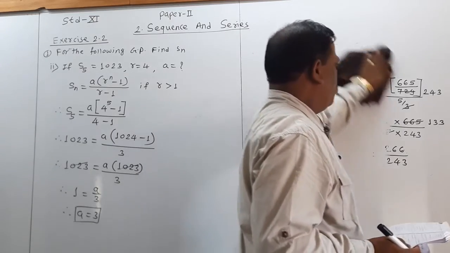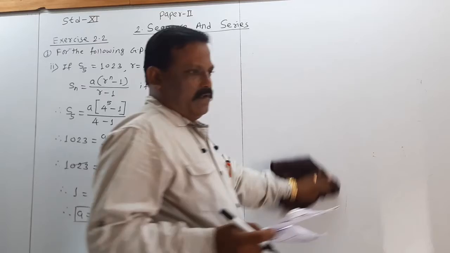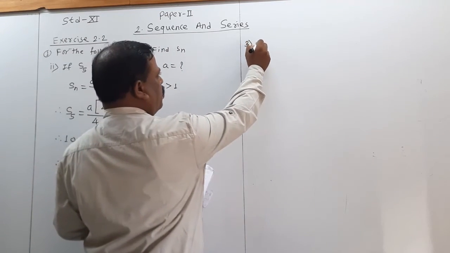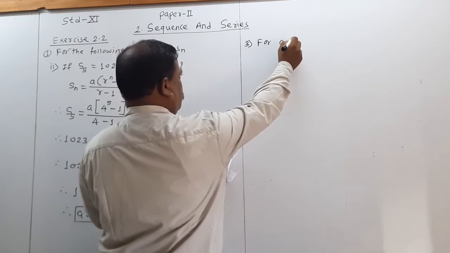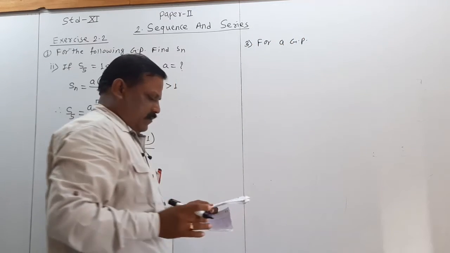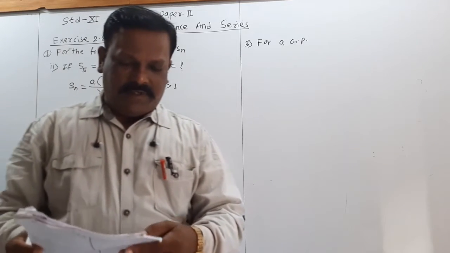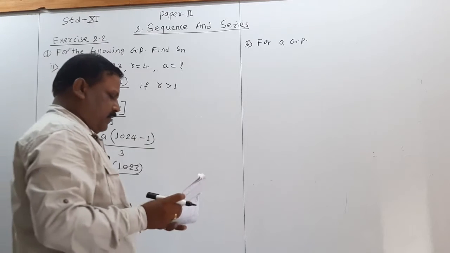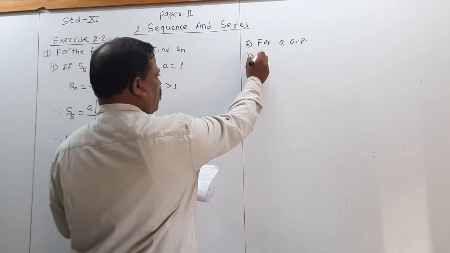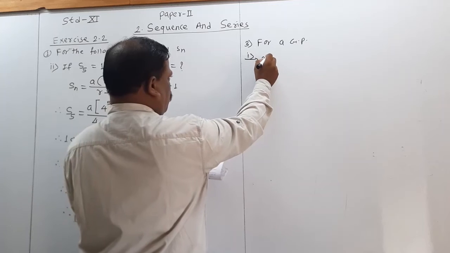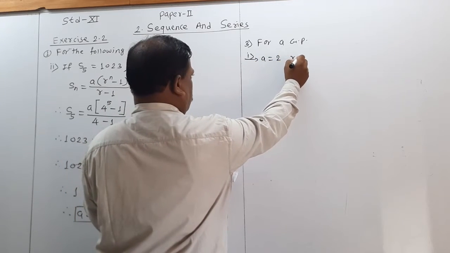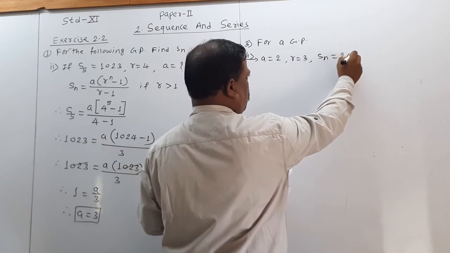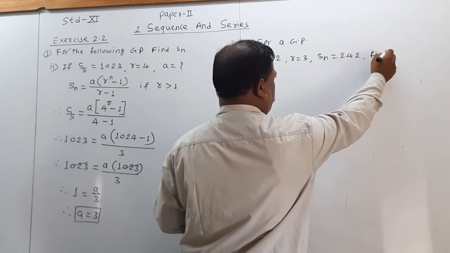Now again, next one. Question number 3. For a GP. यामध्ये प्रत्येक क्वेश्चन मध्ये 2 एक्झाम्पल आहेत. यामध्ये आपण फर्स्ट, if a is equal to 2, r is equal to 3, SN equal to 242, then we calculate the n.